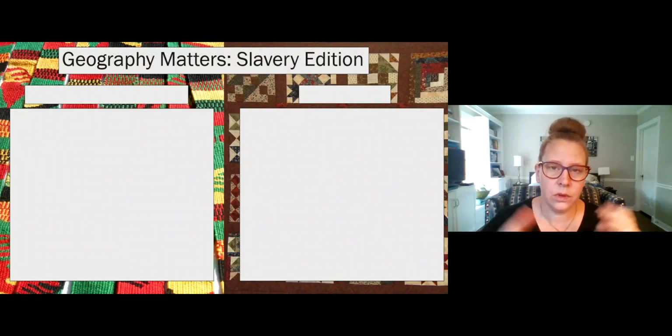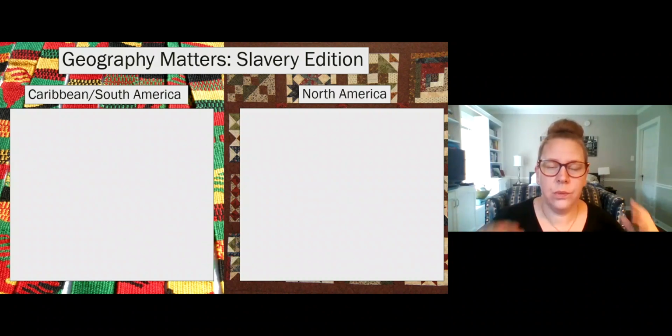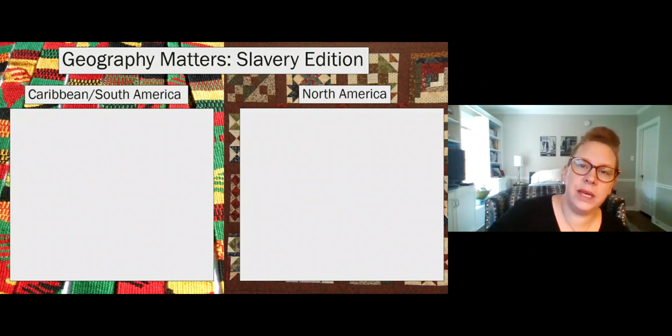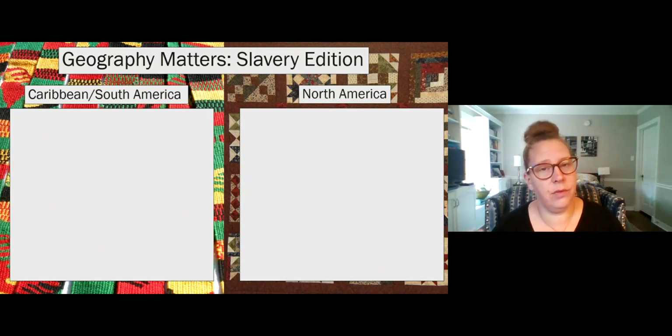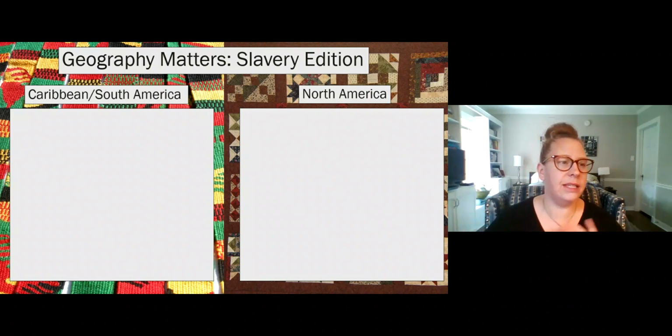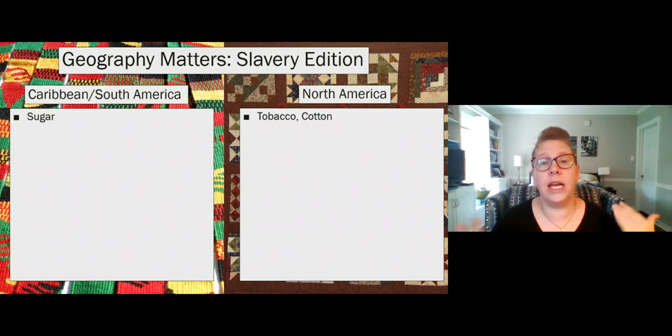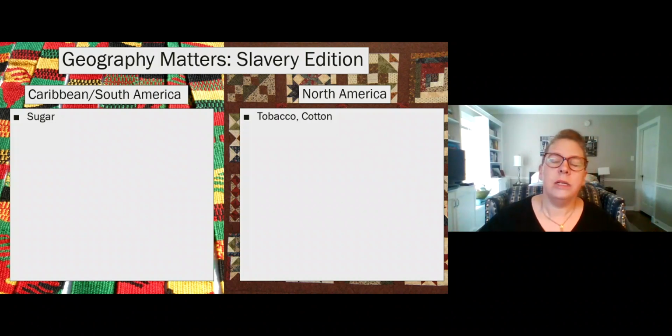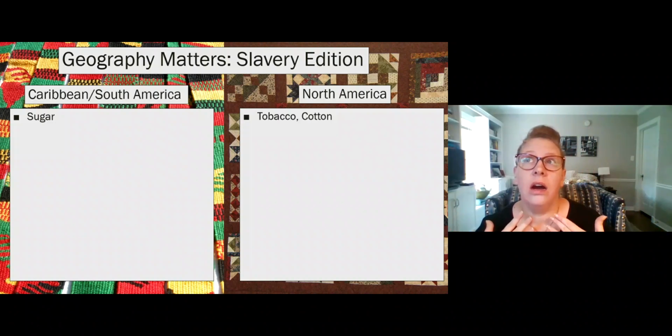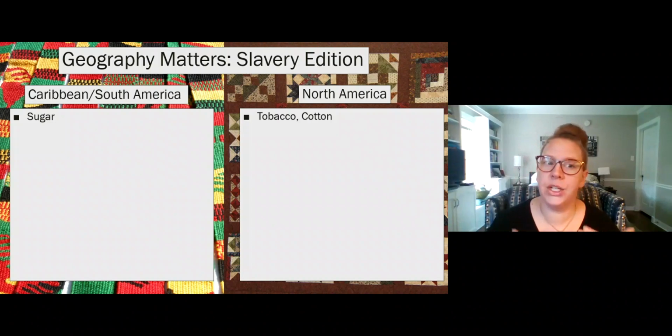So, geography matters. Slavery in the Caribbean is not the same as slavery in North America. Both were exceptionally horrible institutions, but there are differences and they're important. In the Caribbean, our main crop was sugar. In North America, it was tobacco and cotton. We haven't gotten to cotton yet. Tobacco and cotton are really difficult things to farm, but sugar is much more difficult and much more dangerous.